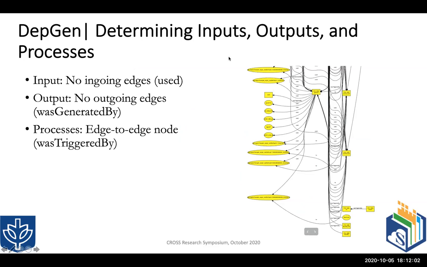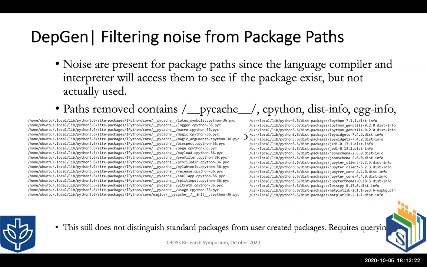So determining inputs, outputs, and processes is easy. We have a graph. Anything which has no ingoing edges is an input, no outgoing edges is an output. Processes are the nodes with edge-to-edge connections. There is a direct fork relationship, or an exact relationship, which we can monitor.